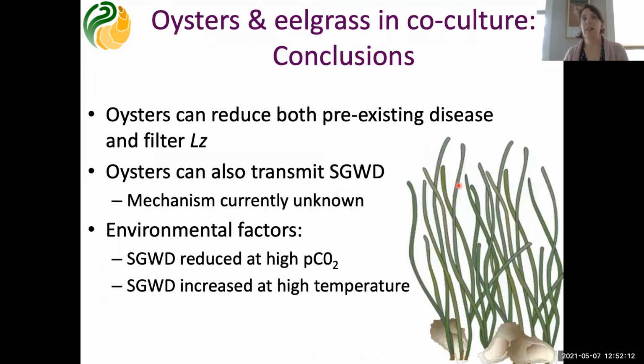But excitingly, oysters can reduce both pre-existing disease and filter LZ. Oysters can also transmit LZ and seagrass wasting disease. And again, this mechanism is currently unknown. And there are some relationships with this disease and different environmental factors. So again, the disease was reduced at high pCO2 and increased at higher temperatures.